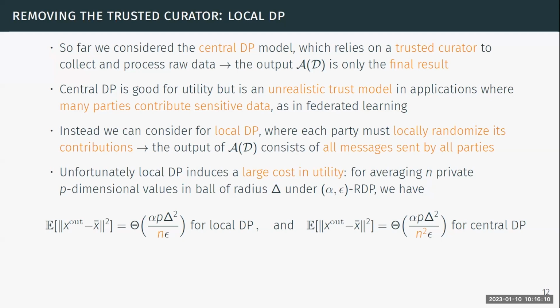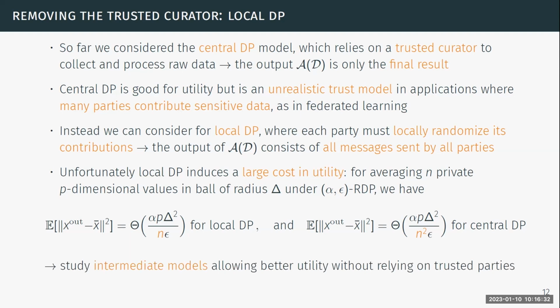Because typically this will work very well even if I don't have so many data points, but local DP will become useless in most cases unless maybe I have millions of users. Otherwise, this factor n is not enough to kill the other terms that are due to privacy. And so this is exactly why we want to study other models.